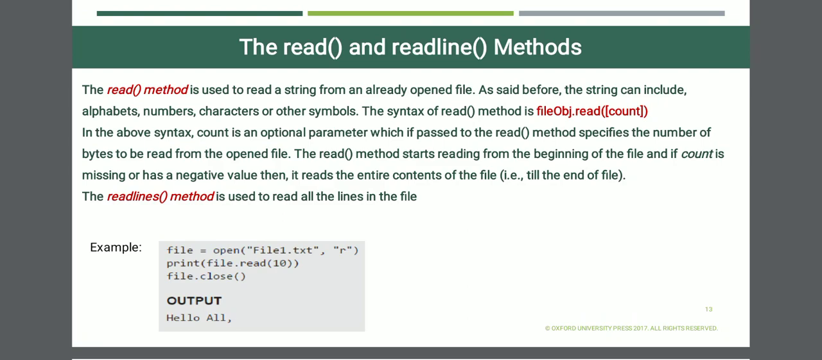To read a given file, the first criterion is that it should be previously present on the secondary memory, meaning it should first be created, and then you can open that file and read that file. The read method starts reading from the beginning of the file, and if the count is missing or a negative value, then it reads the entire contents of the file, till the end of the file. And the readline method is used to read all the lines in the file.